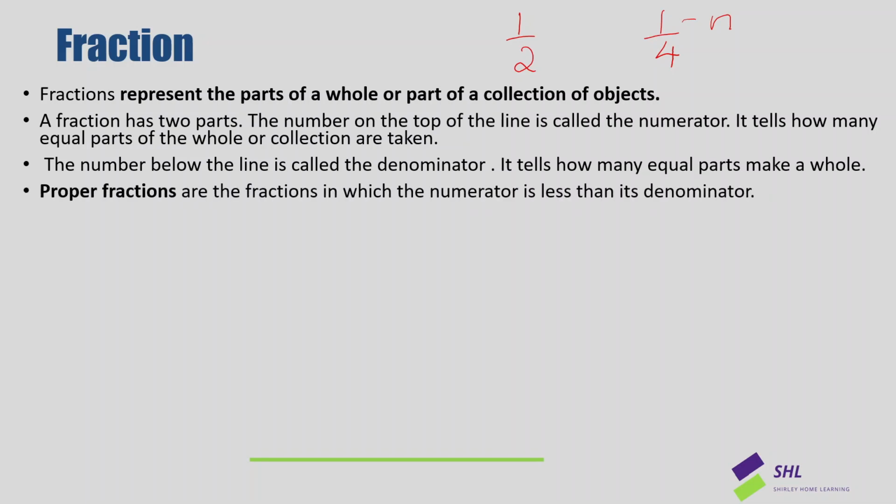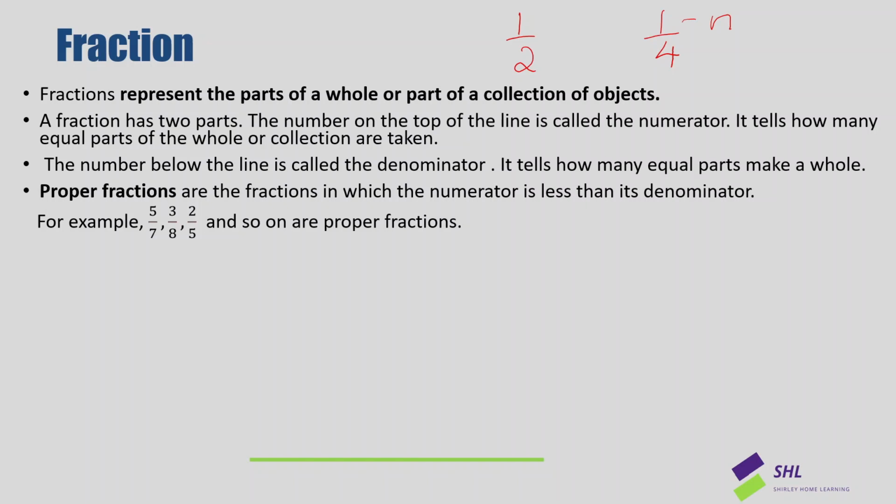Proper fractions are fractions in which the numerator is less than the denominator. So a quarter or a half that I have written, they are all proper fractions because the numerator is smaller. Some of the examples are, you could have 5/7, 3/8, 2/5. These are all examples of proper fractions.